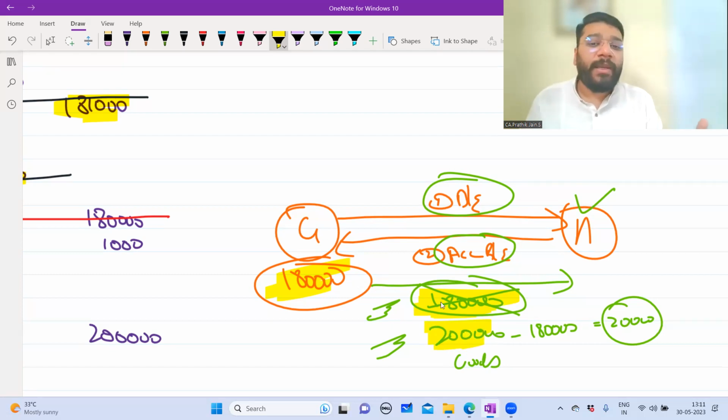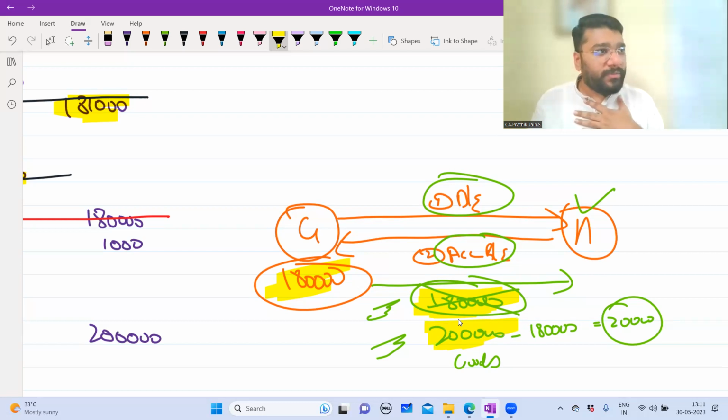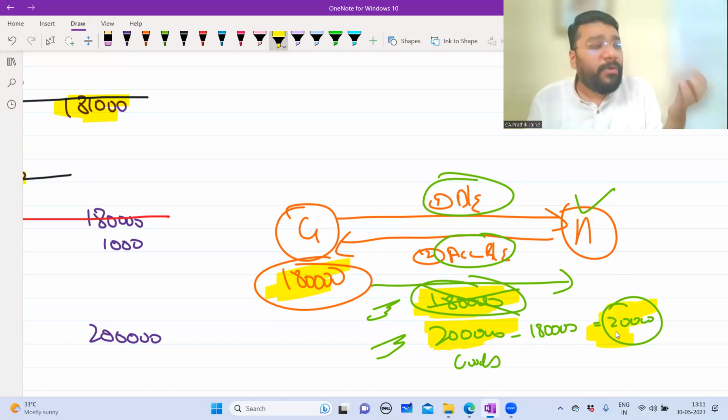Will anybody give you 2 lakh worth of goods for 180 worth of money? No. So Gorgi said, no, I'm not giving you 2 lakh worth of goods, you take 180 from me. Harry said, wait. You give me 2 lakh worth of goods. You're actually supposed to give me only 180 worth of money. No, you give me 2 lakh worth of goods. The extra 20,000 worth of goods that I'm taking from you, for that I'll pay you, boss.